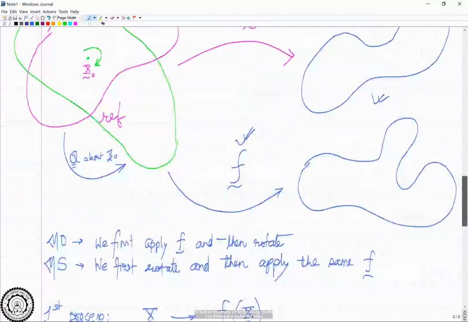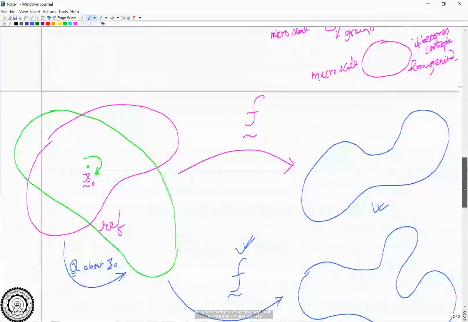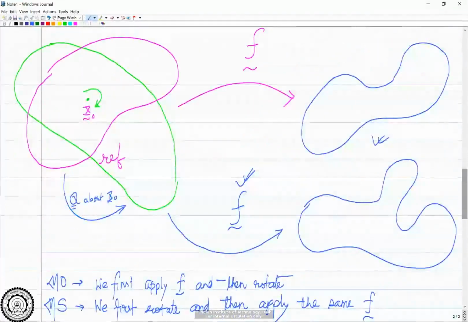Can you see what has happened? When we say it's the same deformation, that means the deformation that we are applying is simply taking a point from the body and moving it. And it is such that if the point is at the same spatial location, then it goes to the same final location.